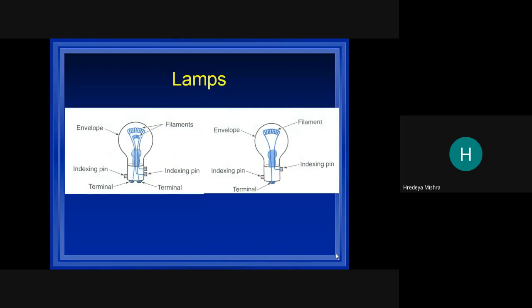So here, the lamp. This is the envelope, and here this is the filament, this is the indexing pin, and this is the terminal. Plus terminal and minus terminal, two terminals are always there because that is the electricity functioning, meaning positive and negative charge must be there for the lamp to glow.